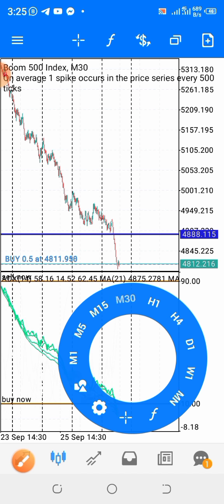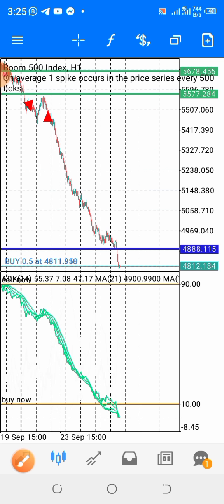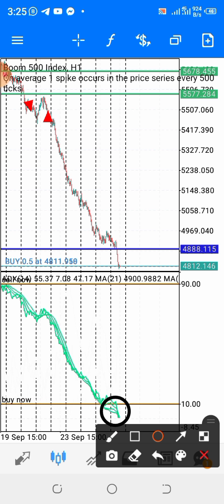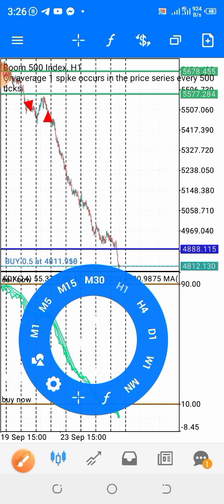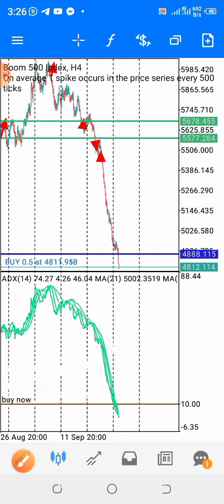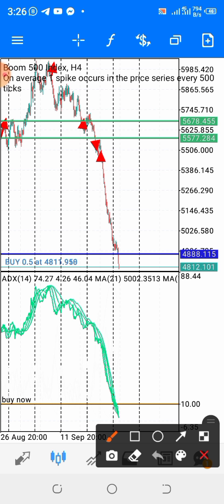You move to 1 hour. All the lines are still there, okay. Then you go to 4 hours, which is our final time frame for this strategy. All the lines are there at oversold region.